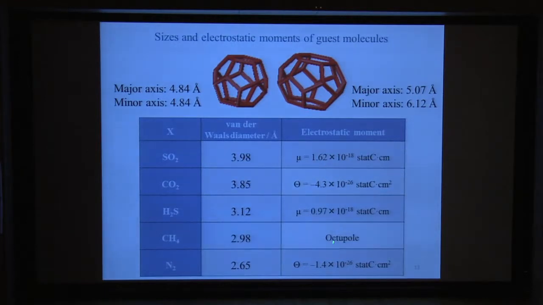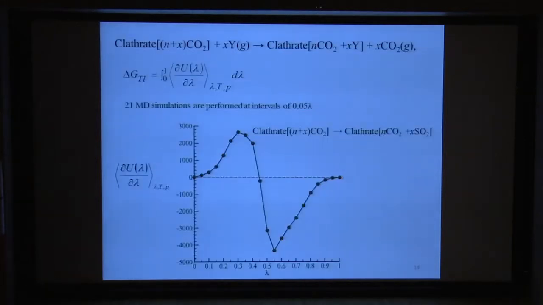And also the electrostatic moments of the different guests are described here. SO2 and H2S have dipole moments, and the dipole moment of SO2 is larger. CO2 and nitrogen have quadrupole moments, and the quadrupole moment of CO2 is larger. Methane has an octupole moment, which we're not modeling in our particular case.